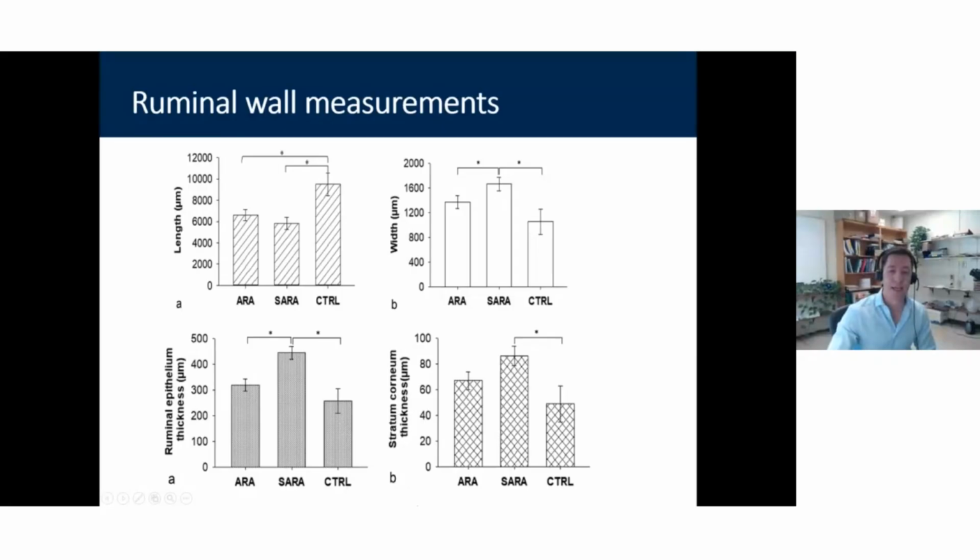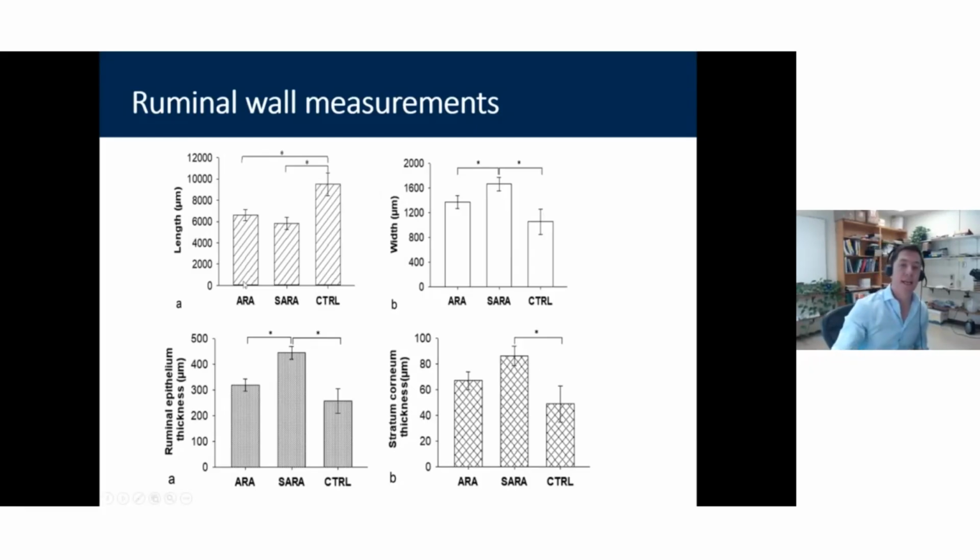But when you look at the thickness of the stratum corneum, they were thicker than the control, but they were not different from the acute form. So what this means basically is that a lot of the increase in thickness that we see in subacute ruminal acidosis cases is mainly given by the increased number of epithelial cells and the stratum granulosum rather than the stratum corneum, which for me was quite mind-blowing.